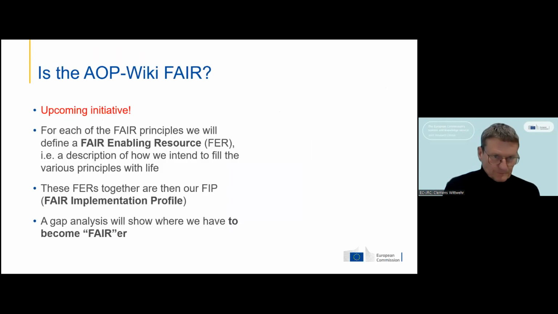Next slide, please. So is the AOP-Wiki FAIR? There is an upcoming initiative in which, for each of the FAIR principles that you saw on the previous slide, we will define what they call a FAIR enabling resource, an FER, meaning we will analyze the situation. How FAIR are we concerning these 14 principles? And how do we implement these 14 principles? And these are then our FAIR enabling resources. And these FERs together are then our FAIR implementation profile, which will show us, okay, this is how FAIR we are. This is where there are still gaps. And this is where we need to become FAIRer. So a gap analysis will show where we have to become FAIRer.